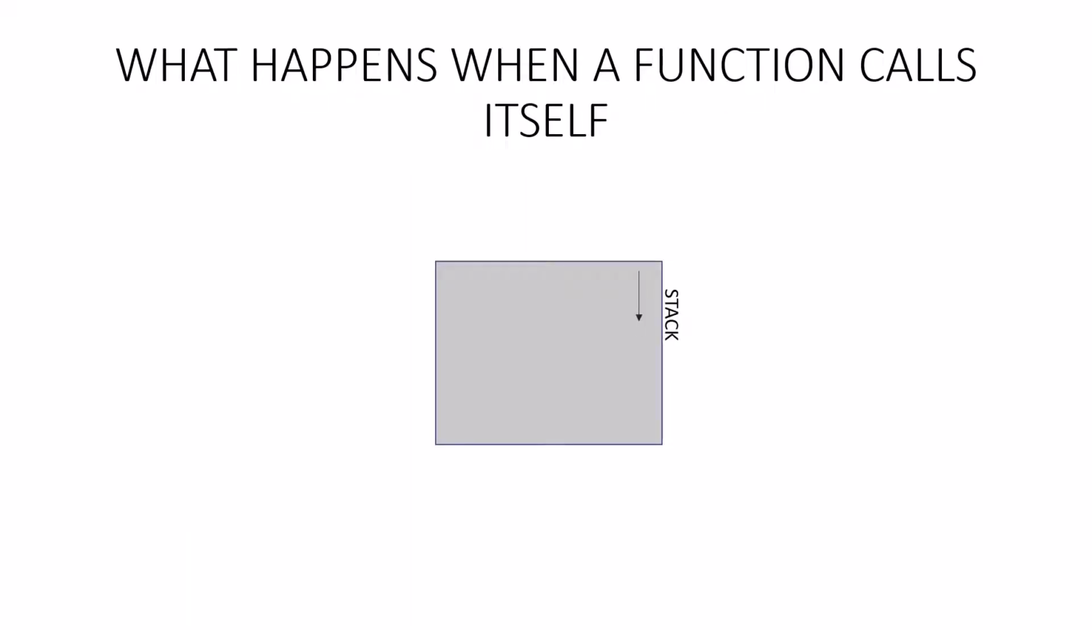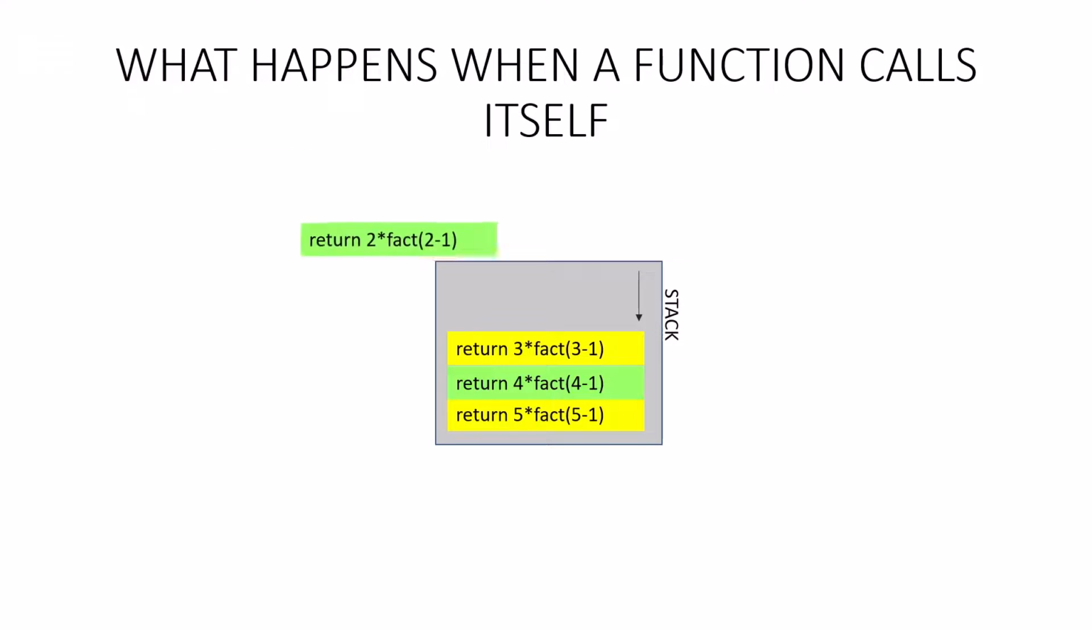Moving on, what happens behind the scenes when a function calls itself? So the first time we saw the value was 5, so that is put onto the stack. We are now pushing onto the stack. Next time fact is called with 4. The next time it's called with 3. The next time with 2. And then we have num as 1.